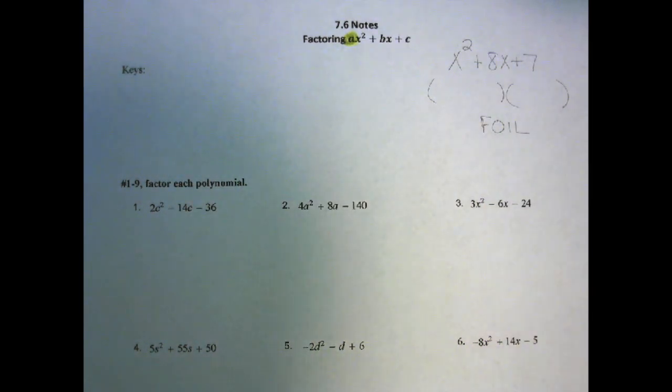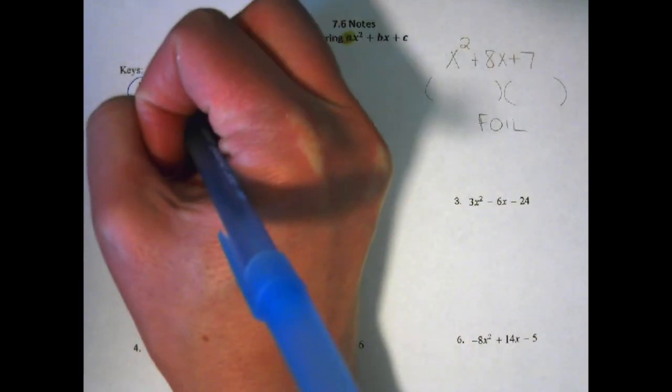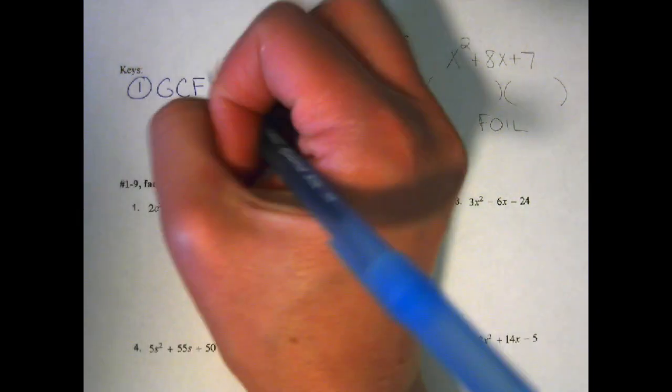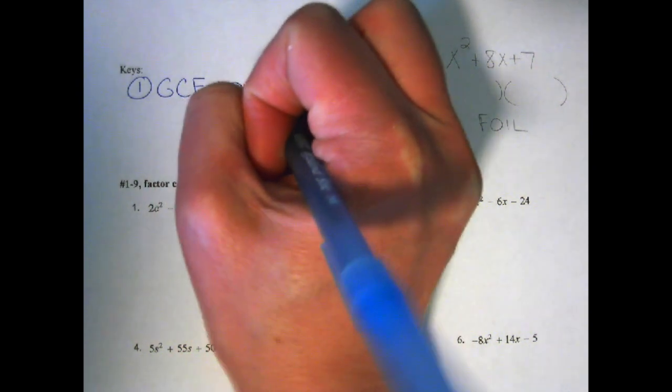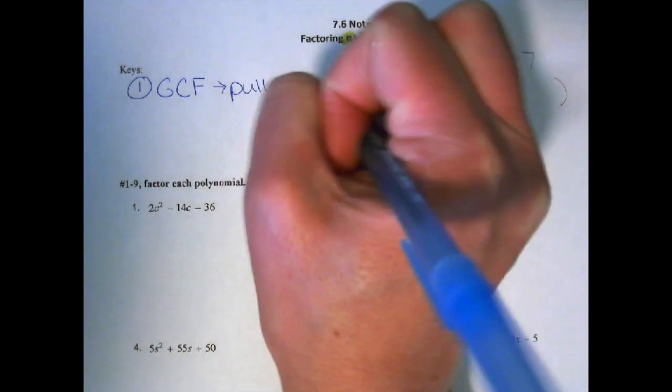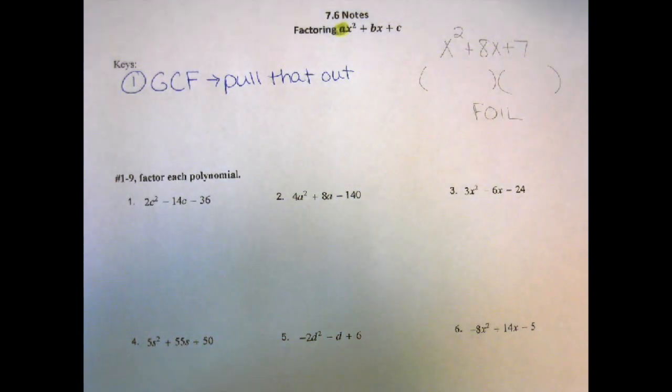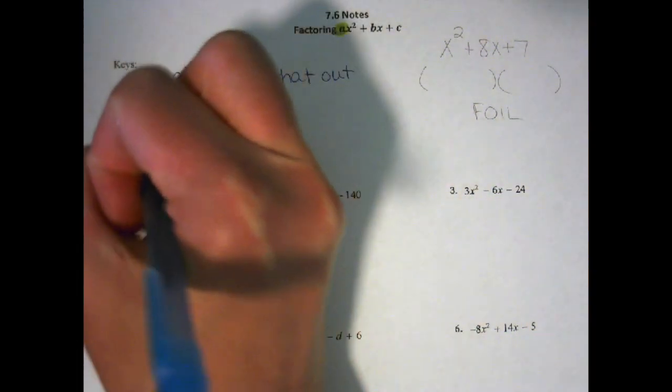Okay? So really the big key for today is if you can pull out the greatest common factor. If there is a greatest common factor, you want to pull that out. That is probably the biggest piece in today's lesson. And then really the other thing you just have to watch for is these are kind of a puzzle.